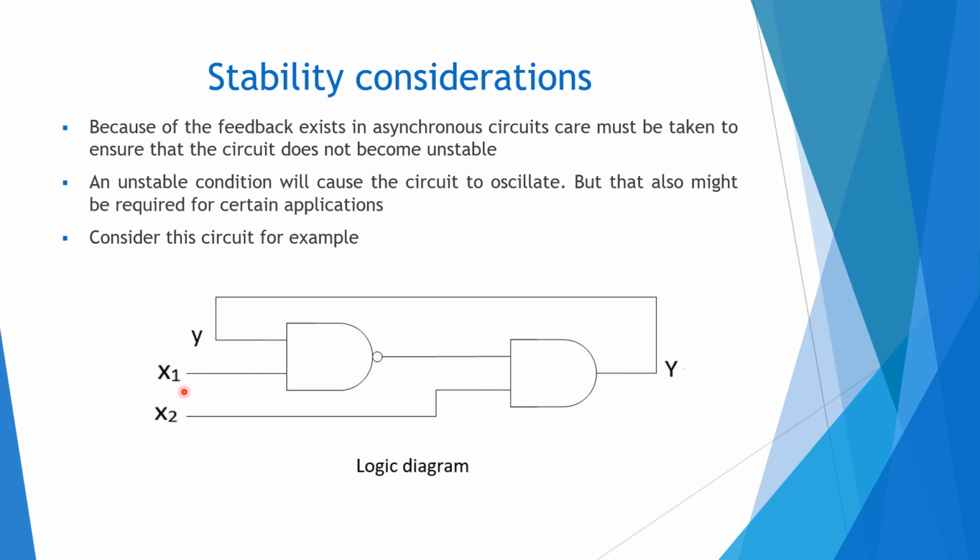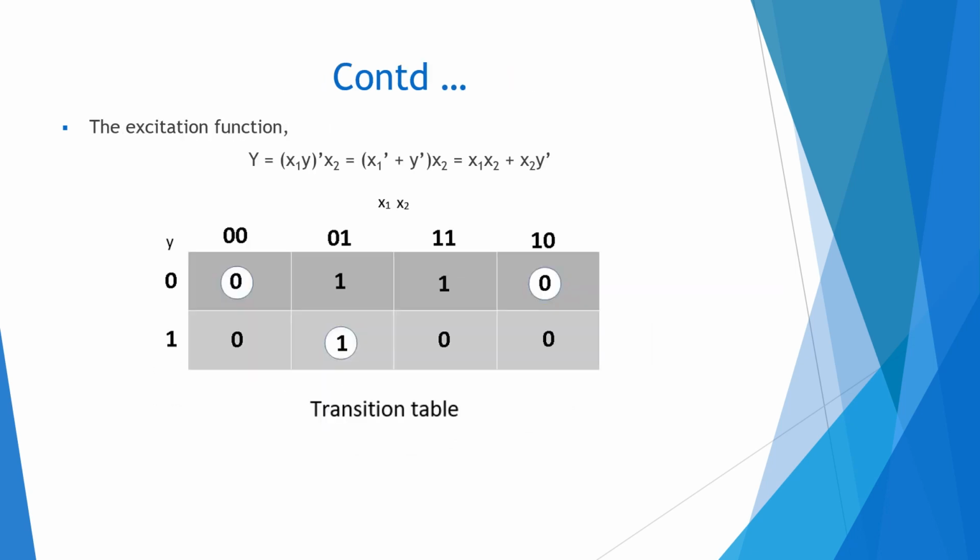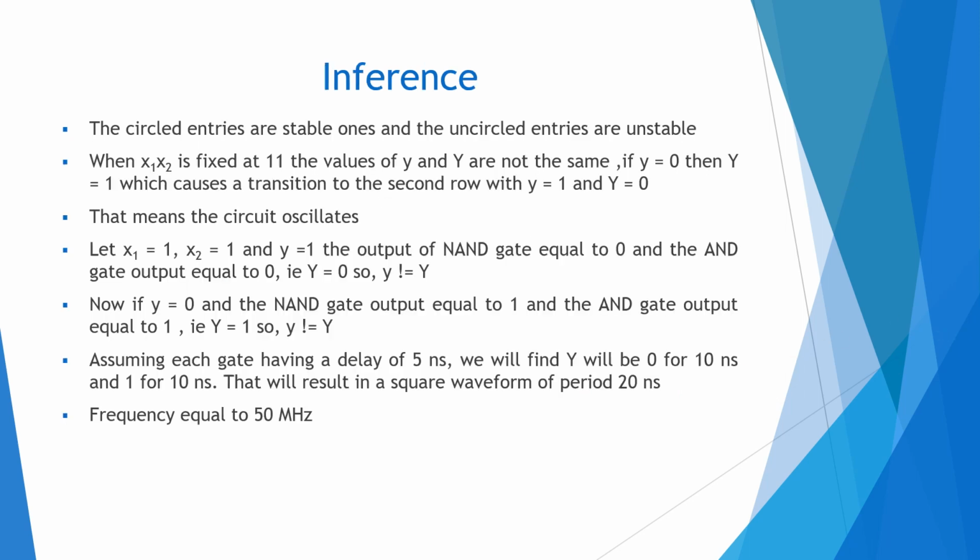There are two input variables, and this is the present state and next state with the feedback. This is the small y, and this is the capital Y here as usual. This is a logic diagram here. So let us analyze. This is the excitation function, that is Y equals x1 y plus x2 y bar. Here you can see the transition table for the circuit. The circled entries are the stable ones and uncircled entries are unstable.